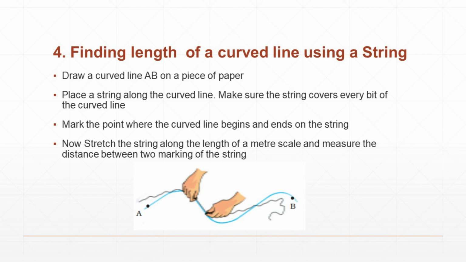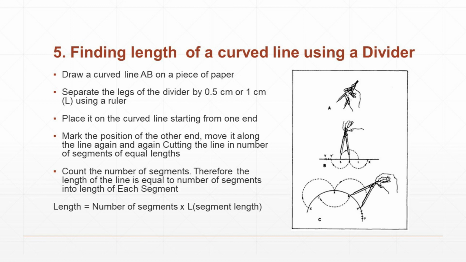In the next slide we are going to learn how to measure the curved line by using a divider. You know, a divider is an instrument in your instrument box. Draw a curved line AB on a piece of paper. Separate the legs of the divider by 0.5 centimeter or 1 centimeter using a ruler. Place it on the curved line starting from one end. Mark the position of the other end.